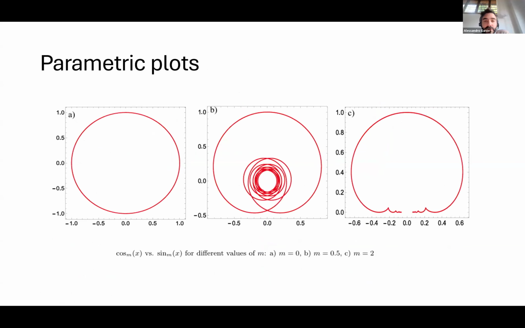In general, since these generalized nearly cosine and sine are different from normal cosine and sine, they will have different parametric plots. This is the case for m equals 0. So the parametric plot for normal cosine and sine, and then we have it for different values of m. So for m equals 0.5 here in the center, and for m equals 2 here on the right.